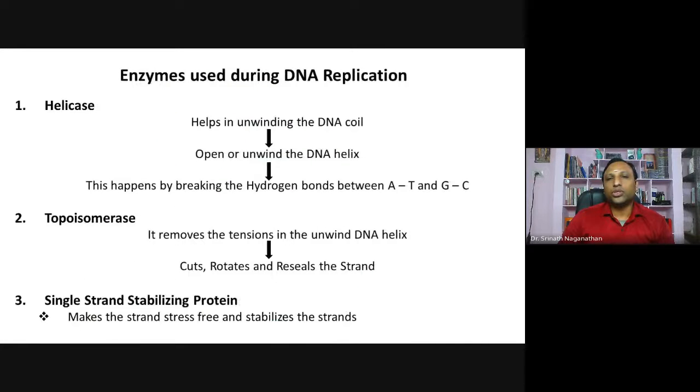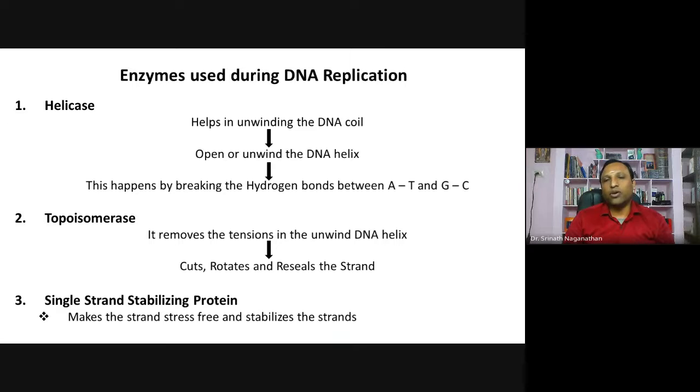So, enzymes used during DNA replication. Helicase. It helps in unwinding the DNA coil. It opens up or unwinds the DNA helix. This happens by breaking the hydrogen bonds between adenine and thymine and cytosine and guanine. Topoisomerase. It removes the tension which comes near the nucleosome during the unwinding of the DNA helix, and it cuts, rotates, and reseals the strands.